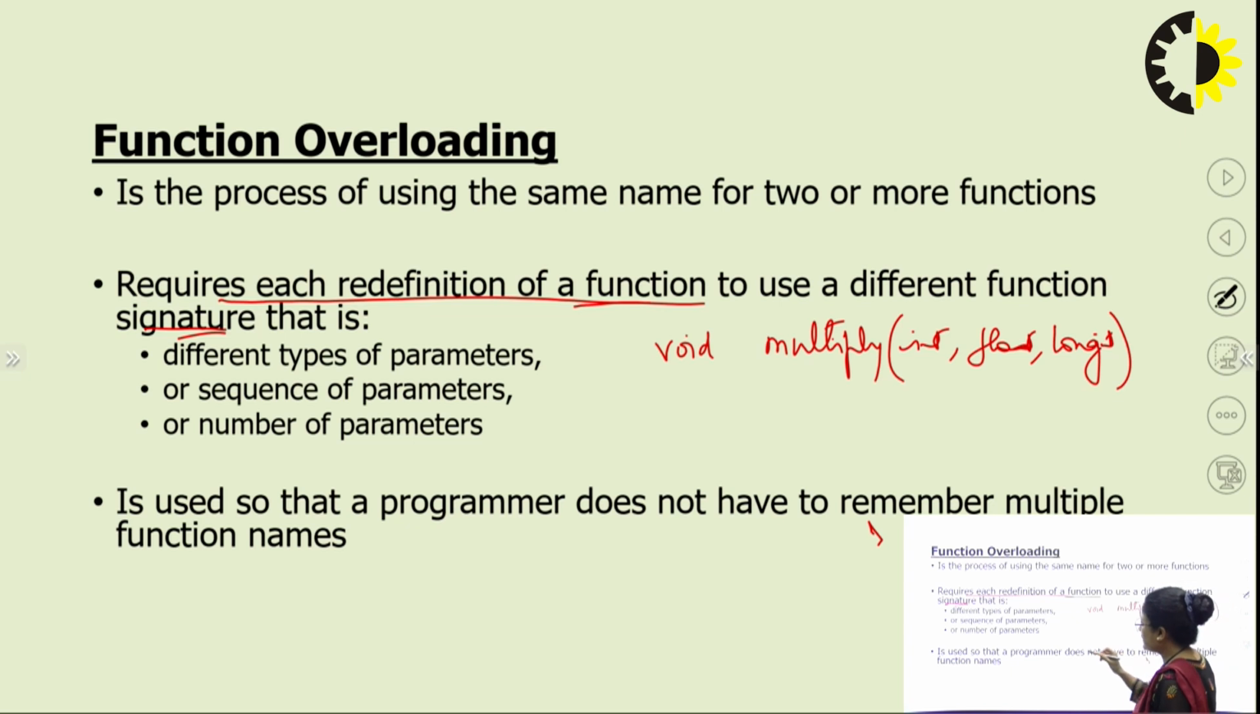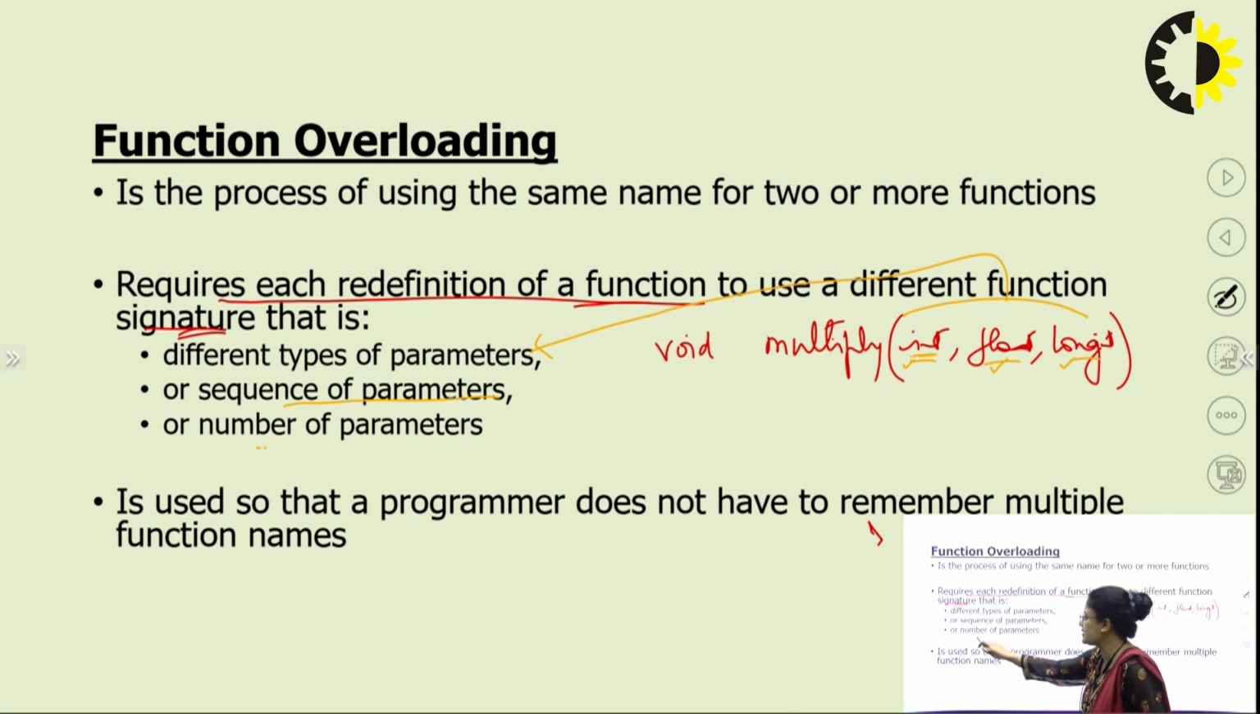Now, by signature we are talking about the values which are inside the parenthesis. That means what are the types of parameters? Here we have three types: integer, float, and long int. Then we have the sequence of parameters. The sequence is the order in which the parameters are organized. So first it is integer, then float, and then long int.